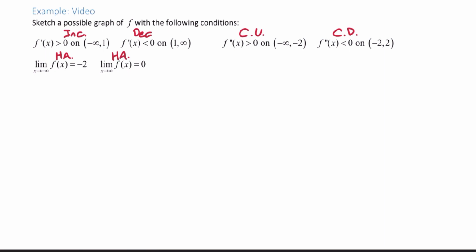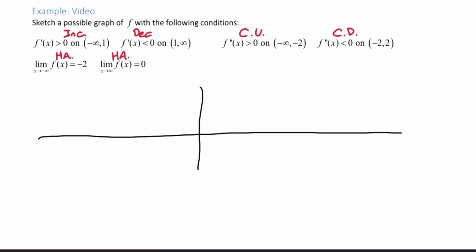So let's sketch what we have. I'm going to start with the asymptotes. We know we have an asymptote at 0, and we have another one at -2.